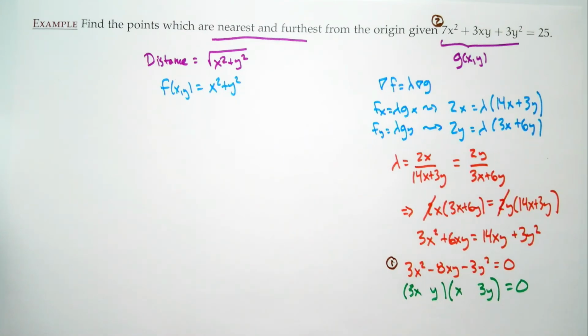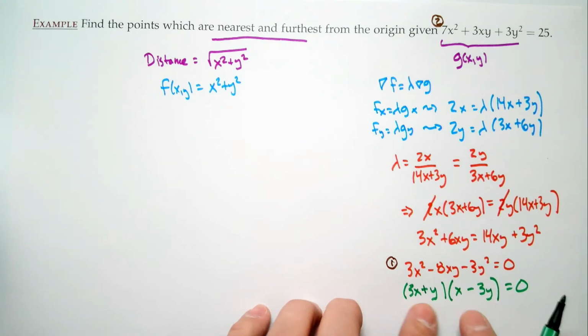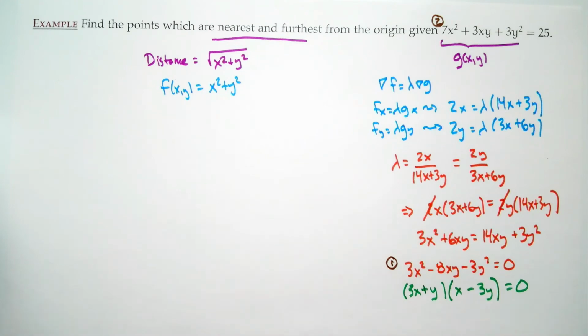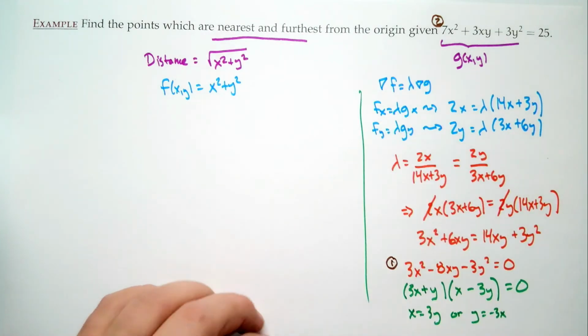Now the question is, what are the signs? 3x plus y, x minus 3y. Now we check. 3x squared, that's good. Minus 9xy plus xy, that's minus 8xy. Minus 3y squared, that's great. It works. That's the right factorization. So we can conclude that either x equals 3y or y equals negative 3x. So now we have to look through those two possibilities.